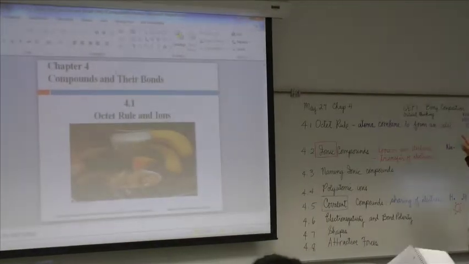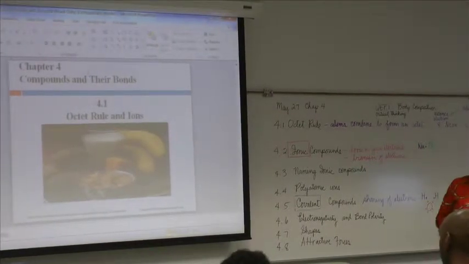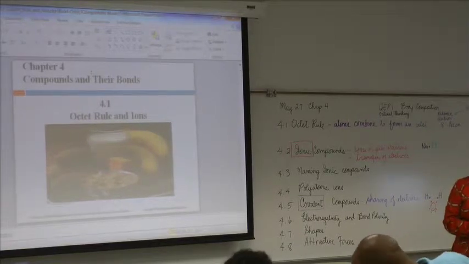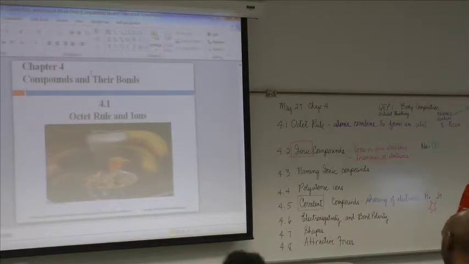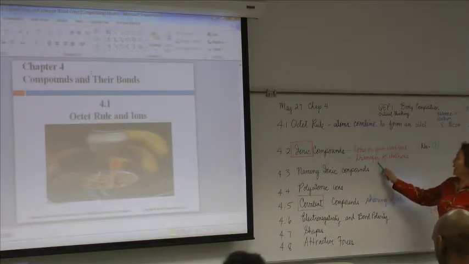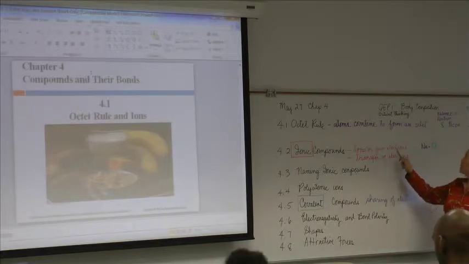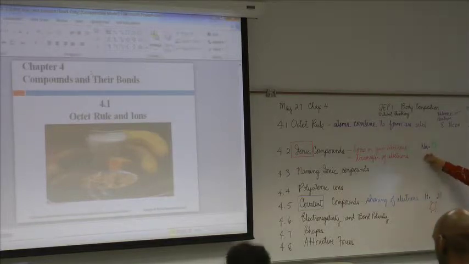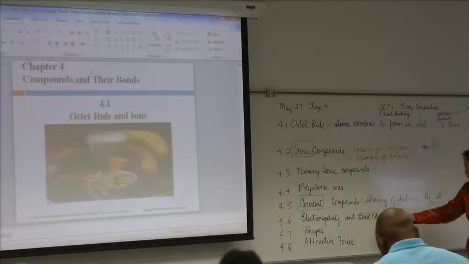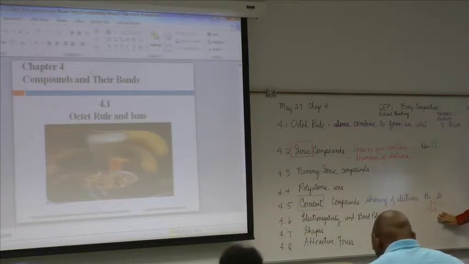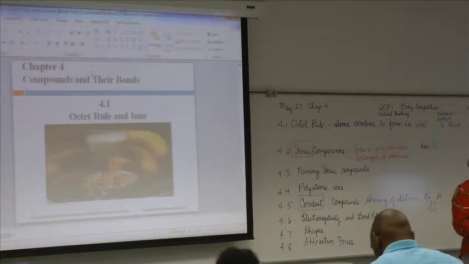The title of the chapter talks about compounds and their bonds. So when we're talking about compounds, they are either ionic compounds or covalent compounds. Ionic compounds form when electrons are transferred by losing or gaining, just like our table salt, sodium chloride. Or it can be sharing of electrons, like water. Those are the two types of compounds that we'll be talking about tonight.